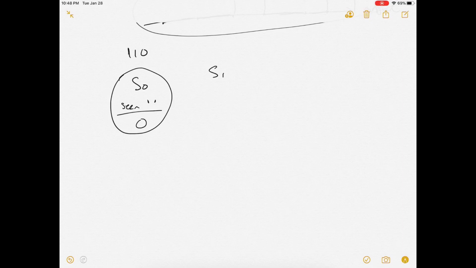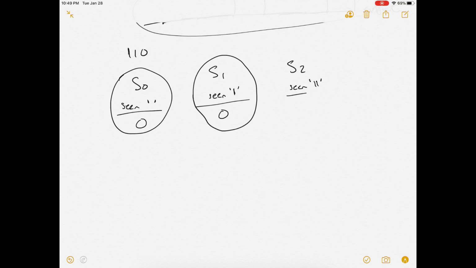The second state is when we have seen the first bit of our sequence, which is 1. The output will also be 0 because we haven't seen all our sequence yet. And the third state will be when we have seen 1, 1. Also the output is 0. And the final state would be when we have seen all our sequence. And this is the only state in which the output will be 1 because we've hit all our sequence.